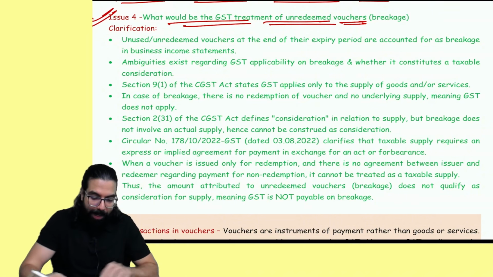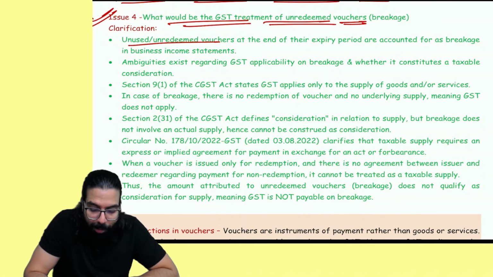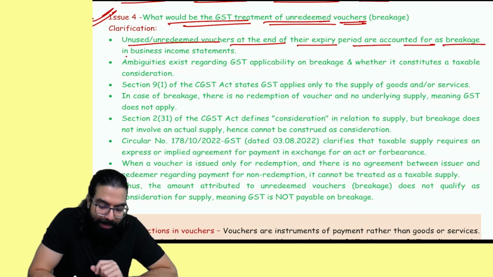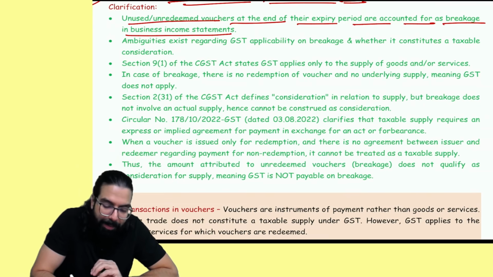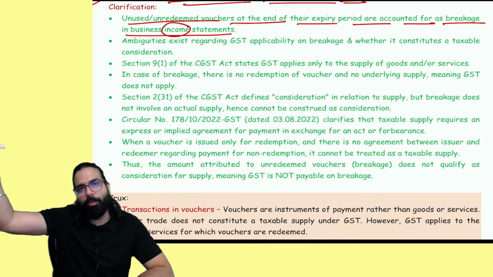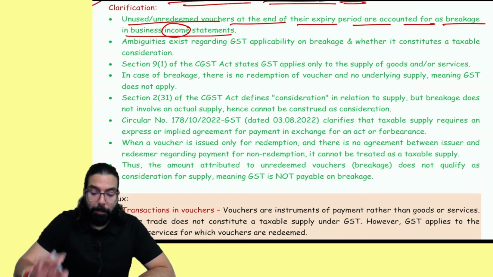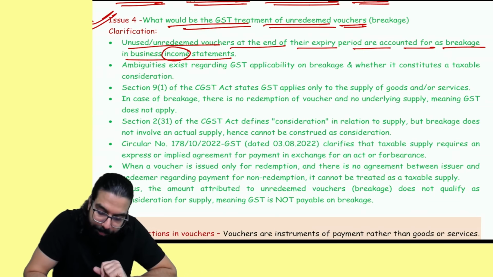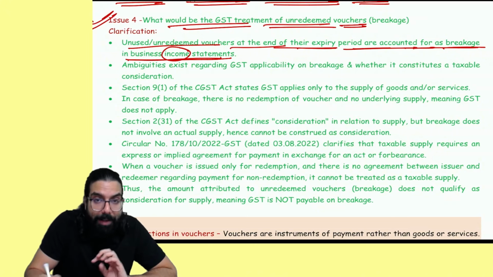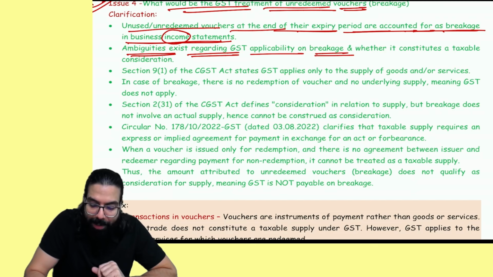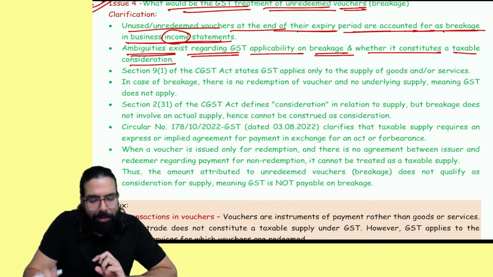No, they clarified. Unused or unredeemed vouchers at the end of the expiry period are accounted for as breakage in business income. It's a business income. Under income tax, you have to pay income tax on that. But here they are telling that at the expiry period, it is accounted as breakage in the business income statement. Okay? Ambiguities exist regarding GST applicability on breakage and whether it constitutes a taxable supply.